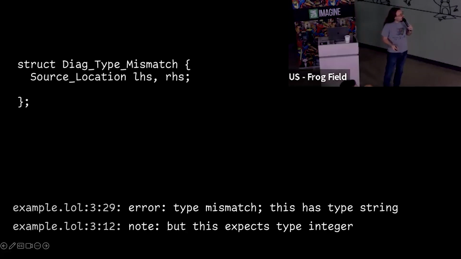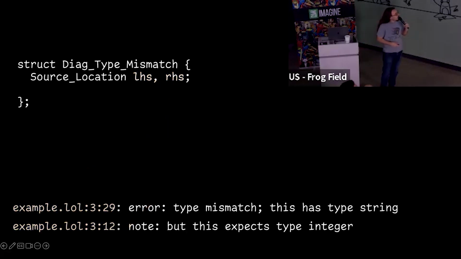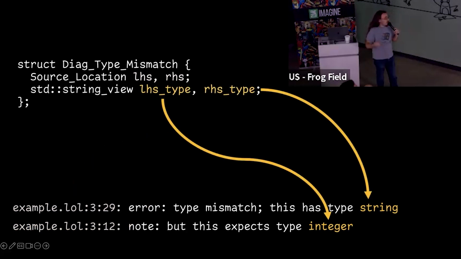So how would we represent this in the compiler? Well, we would have two source location variables, one for each diagnostic message inside of our type mismatch struct. And then for the type names, those are runtime as well. So those need to be string views, for example, or some internal type, but we'll just use string views for this example.